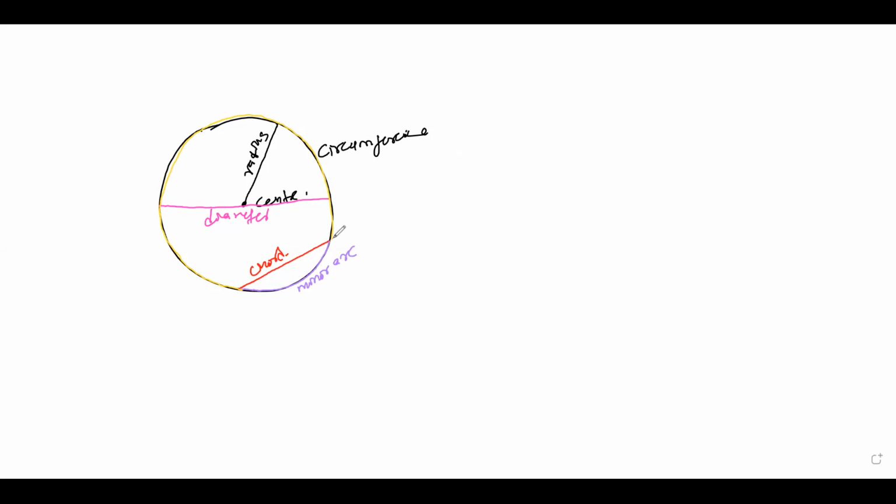Okay. And then also where we have cut that, this section is a minor segment. That portion is a minor segment. And then the bigger portion is a major segment. Major meaning the bigger part of it. So that's the major segment.